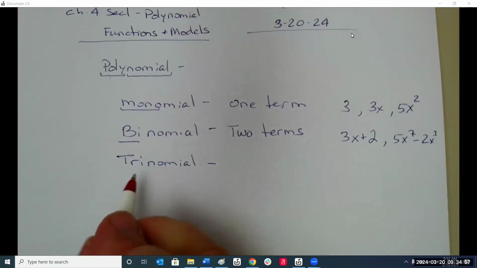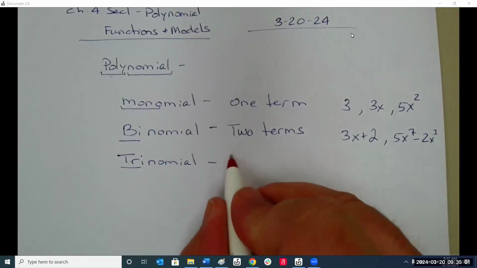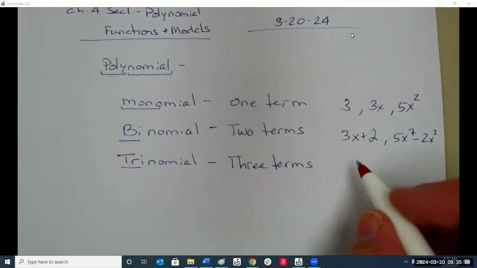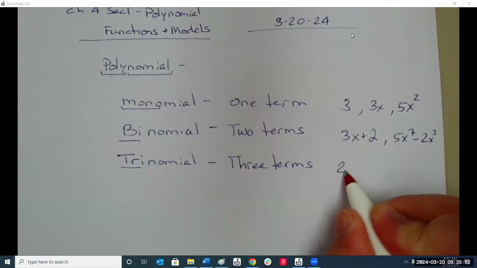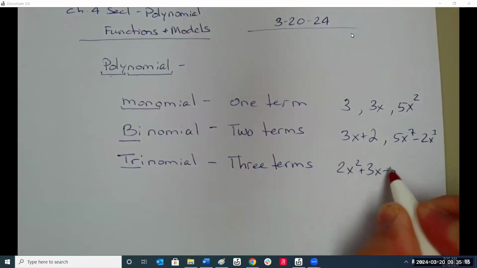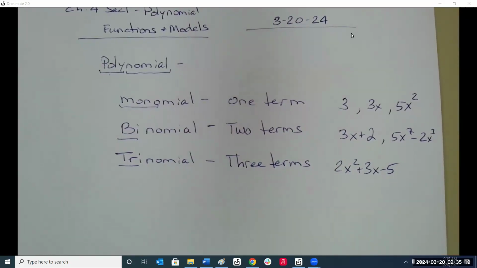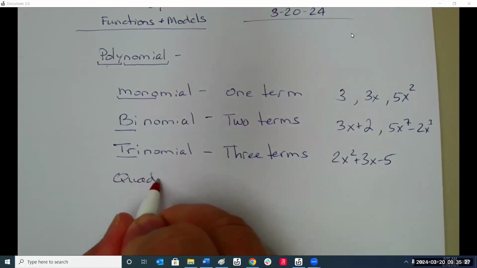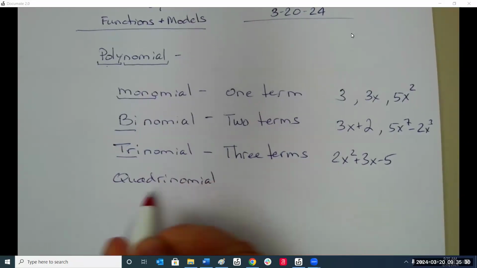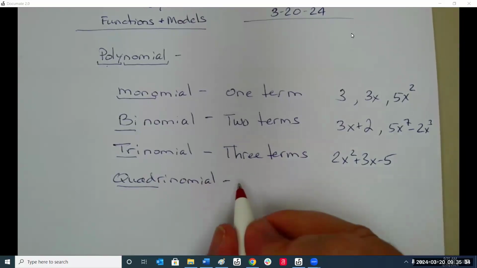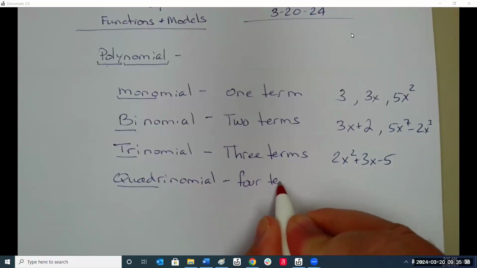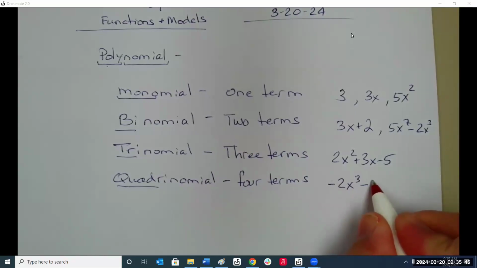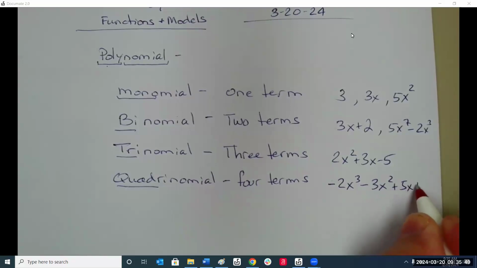A trinomial. It has 3 terms. 2x squared plus 3x minus 5 has 3 terms. A quadrinomial has 4 terms.